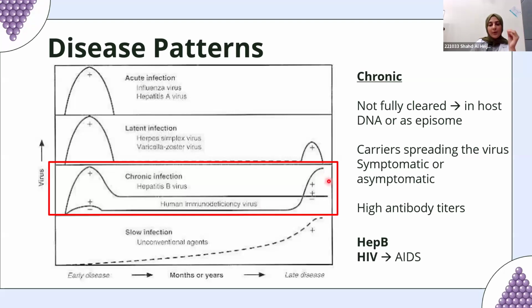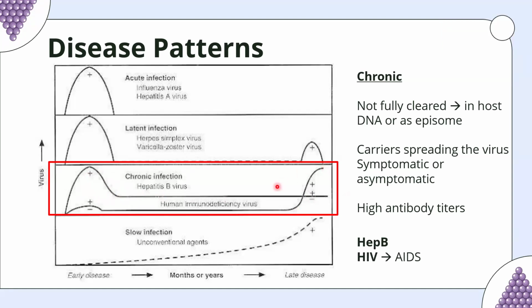So hepatitis B can cause an active infection and then a chronic one. It will keep on going. HIV again, it will keep on going, and at some point it can also cause AIDS. So it infects a huge amount of the CD4 cells. Can I ask you a question?